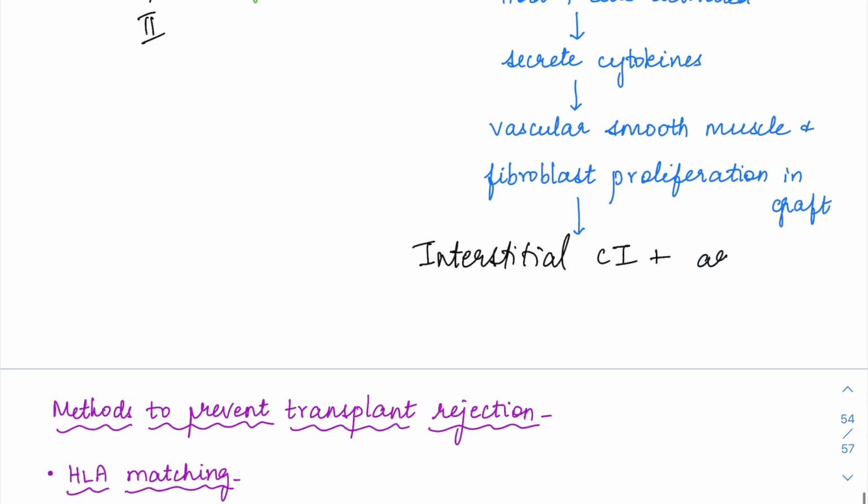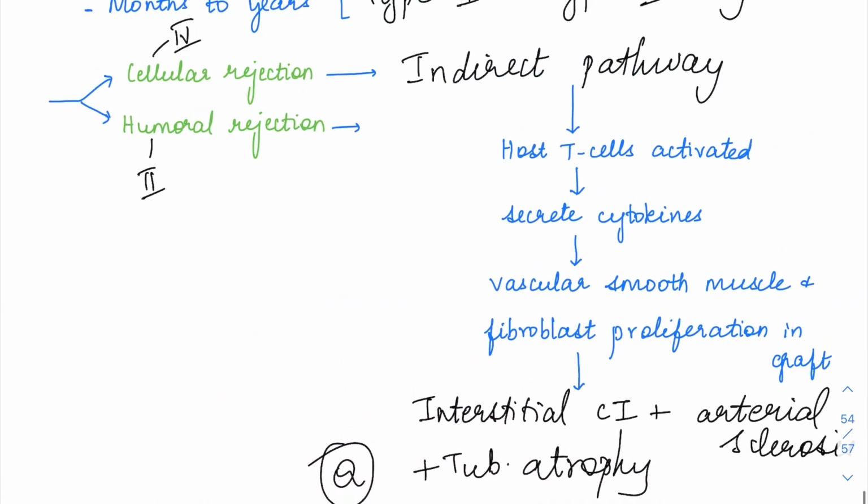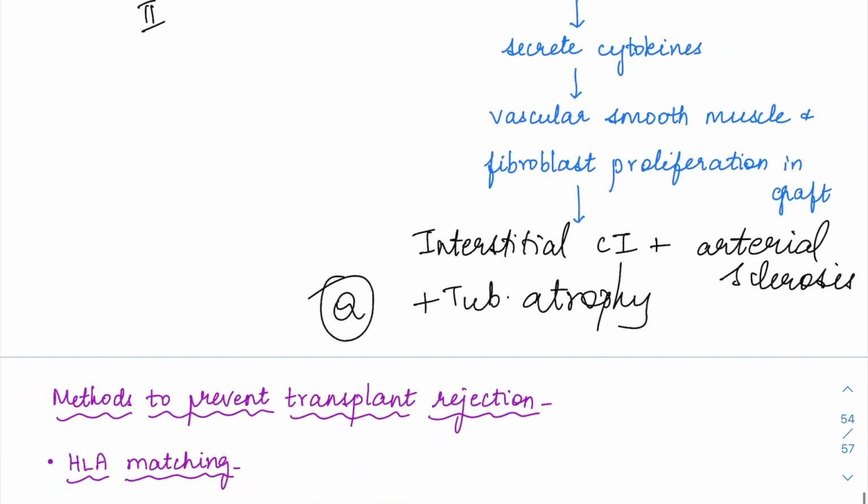Along with that, you are going to see arterial sclerosis. Sclerosis of the vessels is going to happen, and if it is a kidney, you are going to see tubular atrophy as well. All of these features are classical of a chronic cellular rejection. The indirect pathway is activated, resulting in fibrosis. Usually we call it IFTA.